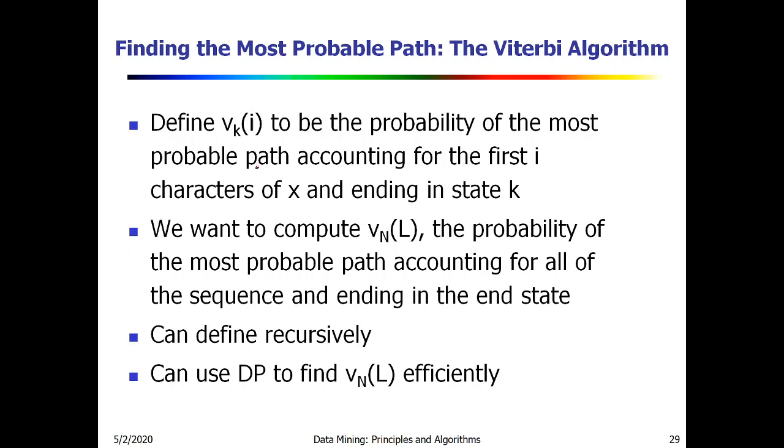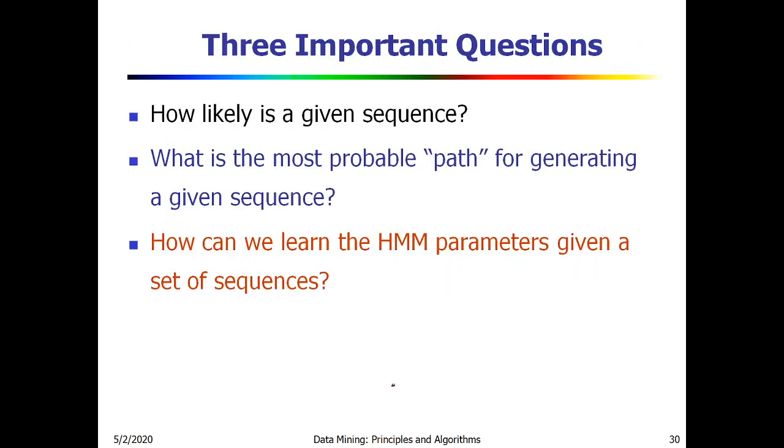So we are defining the probabilities of the most probable path for the first i characters of x and ending with state k. And if you want to compute the L value, that is in the ith values, in the path, we are going to find the Lth value. Then the probability of most probable path accounting of all the sequences, so previous sequences that are existing and ending in the end state and the last state that we are going to calculate. So this is done recursively and you can find out the values given for the probable path of L.